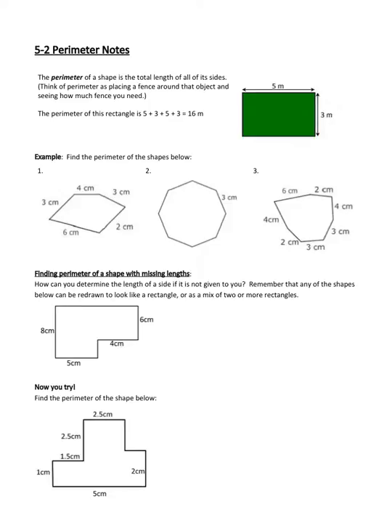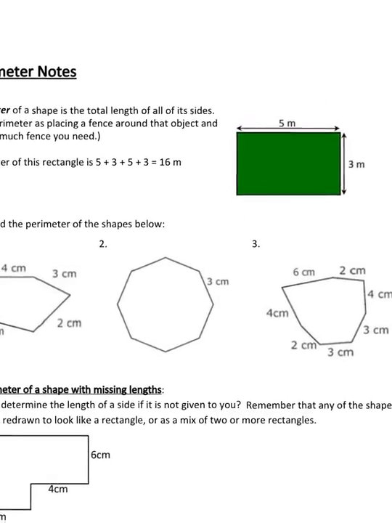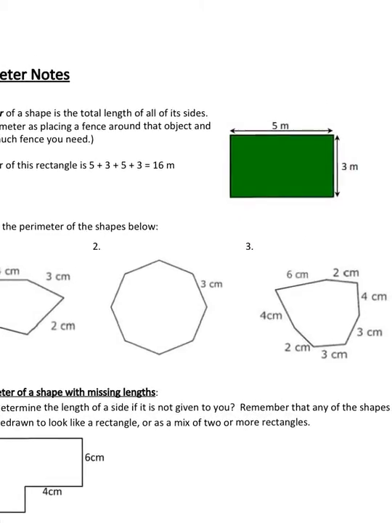All right, on to 5-2. Now we're dealing with perimeter. So area was the space inside an object, right? In here. Now we're dealing with perimeter. So perimeter is the distance it takes to get around that object.